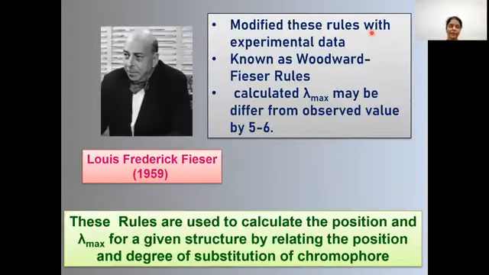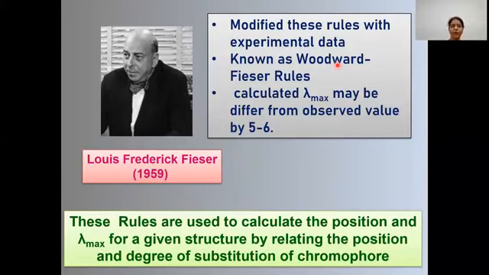After that, in 1959, Louis Frederick Fieser modified these rules on the basis of experimental data, and the modified rules are known as Woodward-Fieser Rules. These rules are applicable for the calculation of the wavelength of maximum absorbance for up to 10 to 12 double bonds. According to these rules, the calculated lambda max value may differ from the observed value by 5 to 6.